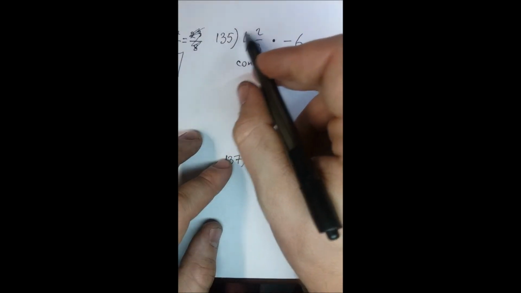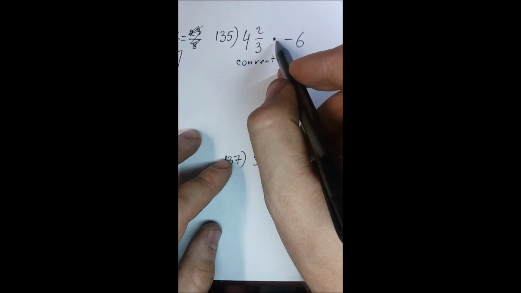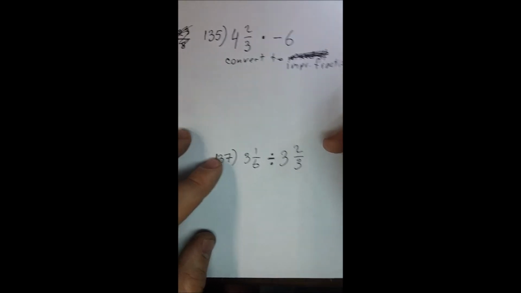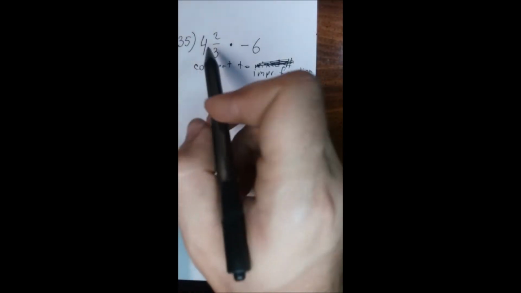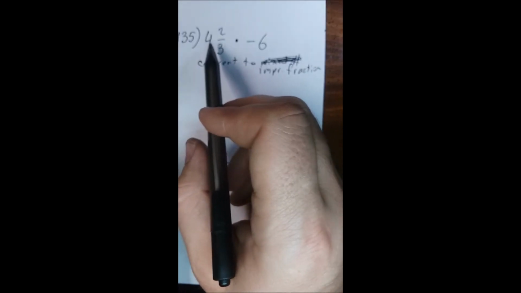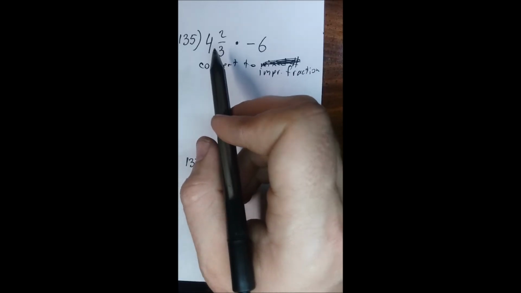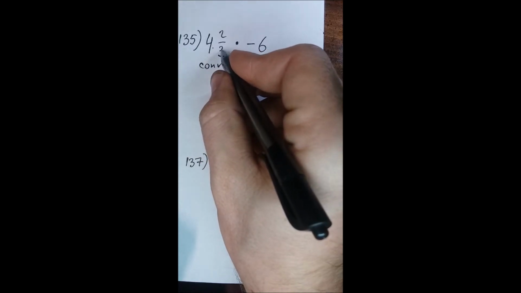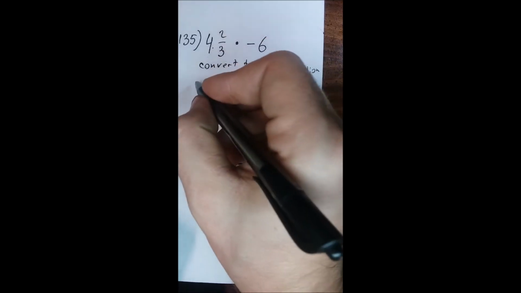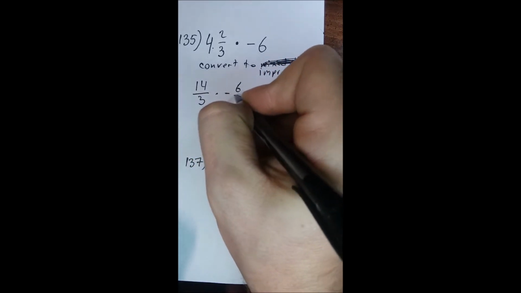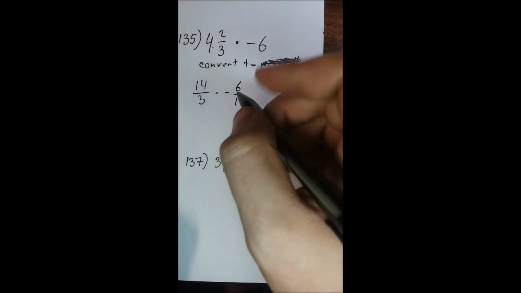Number 135. Here we got a mixed number times a whole number. So we need to convert this to an improper fraction. How do you do that? I just did a few examples earlier on. So it's going to be 4 2/3 times negative 6. So 4 times 3 is 12, plus 2 is 14 over 3, times negative 6 over 1. I would put it like that.